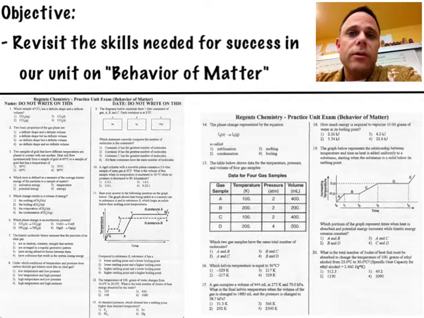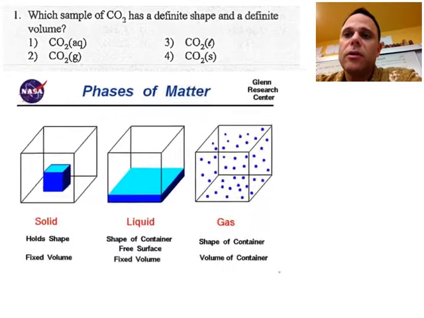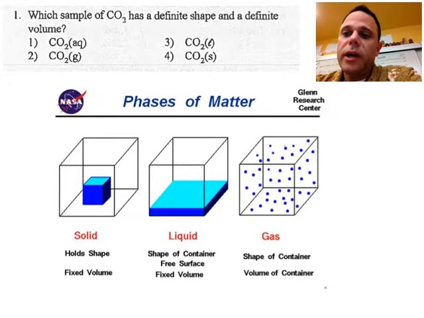Here we go. This question reads, which sample of CO2 has a definite shape, definite, so it's confined, we know what it is, a definite shape and a definite volume. To assist with this, take a look at this picture. So here we have our solid phase, our liquid phase, and our gas phase.